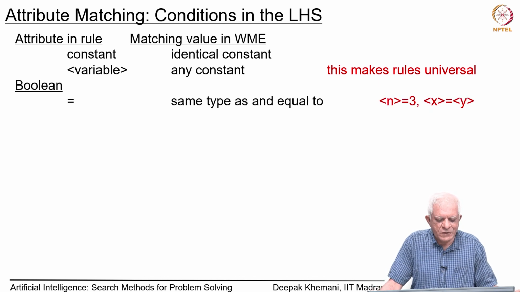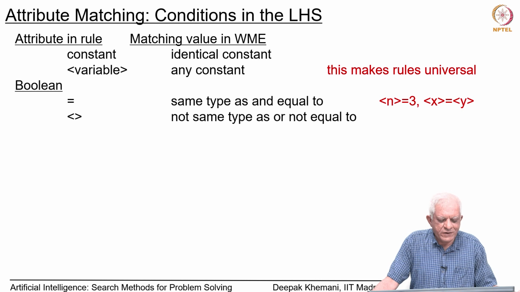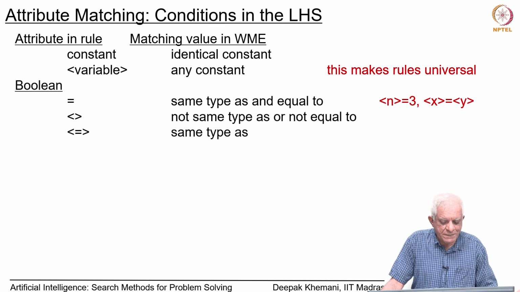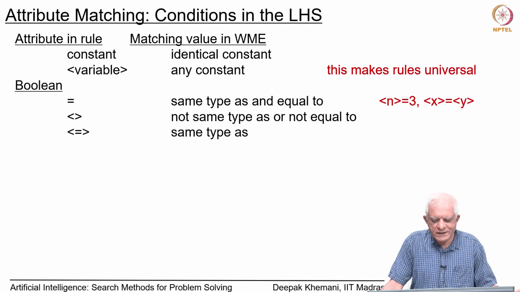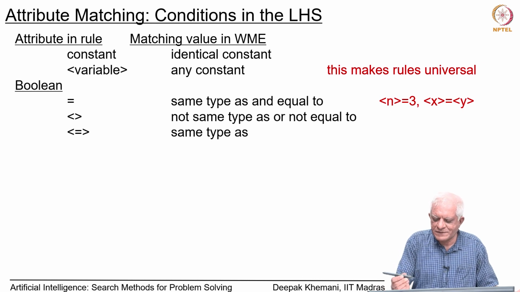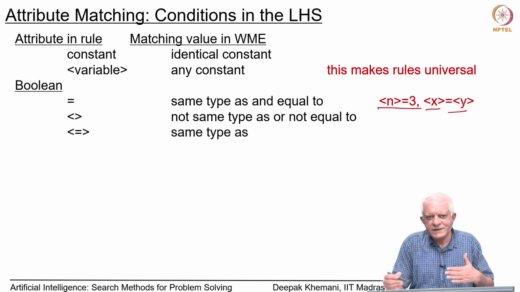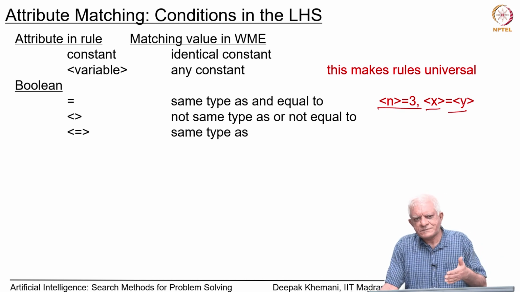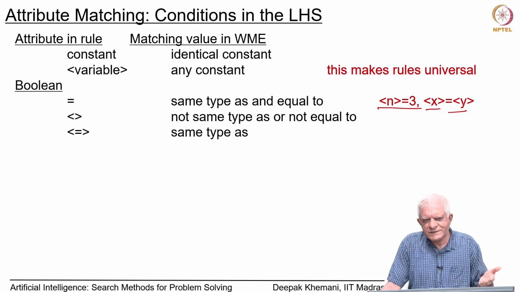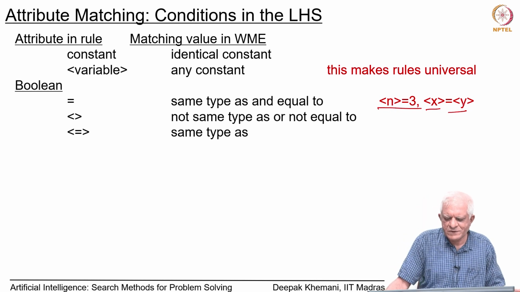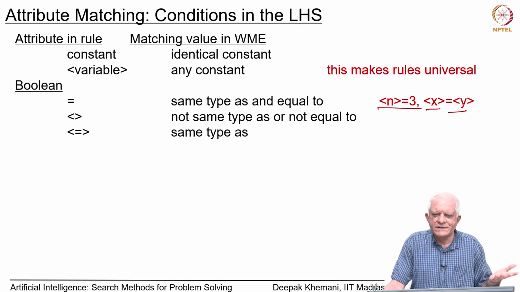So, we talked about Boolean conditions, equal to, not same type as, or not equal to, and that we have seen already, and here are some examples here. We have already seen such examples. We can say that the variable must be equal to 3, or the variable x and the variable y. Remember, these x and y may be in different patterns or in the same pattern on the rule as well. It does not matter essentially.